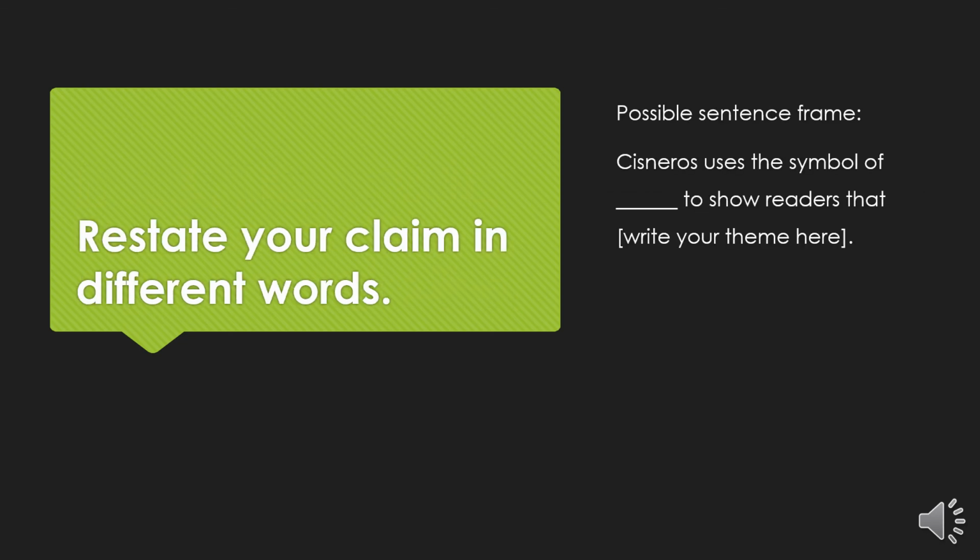And we are finally done. Restate your claim in different words. A possible sentence frame could be, Cisneros uses the symbol of blank to show readers that, and you write your theme there.